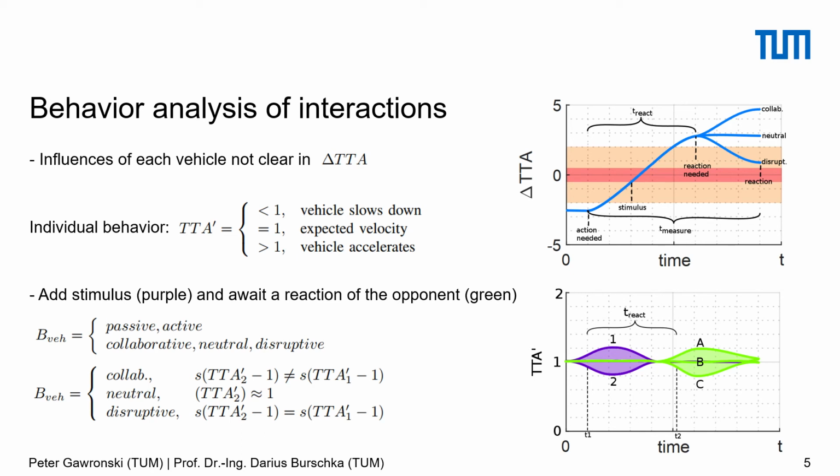That's why it's more useful to use the TTA prime here at the bottom, because when the vehicle follows the expected velocity, it is just a straight line. And if we go faster, we just get a bump here, or we have a low part here. And also the collaboration or disruptive behavior is just interpreted by opposing behaviors, because that means that one vehicle accelerates and the other one slows down. Because if both vehicles accelerate for an interaction, they will crash in a few seconds.